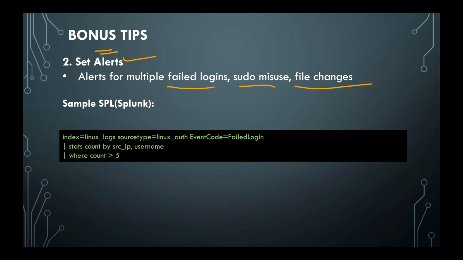If you are using a SIEM like Splunk, you can set up custom detection rules to trigger alerts for suspicious activities. Here I have one example, the SPL command. You can see we are using index linux_log, sourcetype linux_auth, and event code failed login, and it is going to stats count by source IP and username, and then check if the count is more than 5 attempts. So this SPL will alert you when there are more than 5 failed logon attempts from the same IP address or username in a short period. It's a basic indicator of a brute force attack.